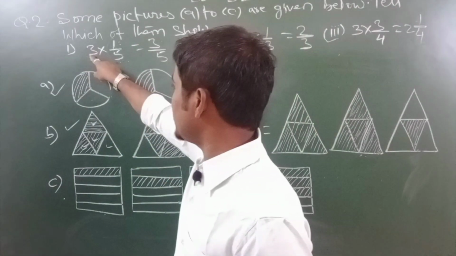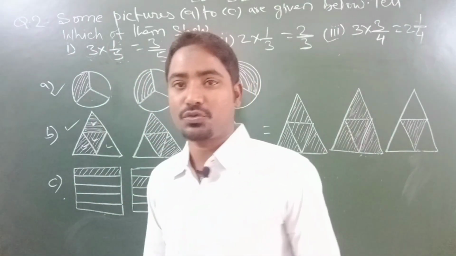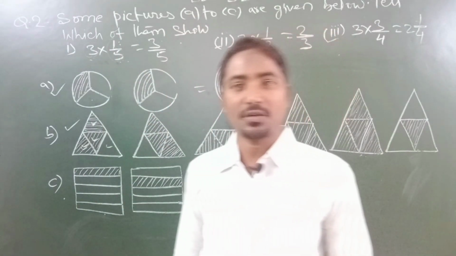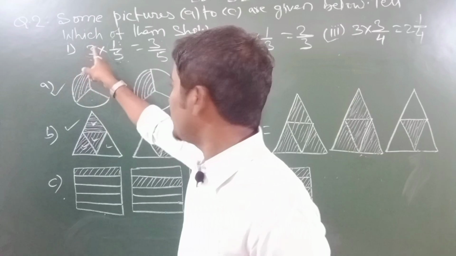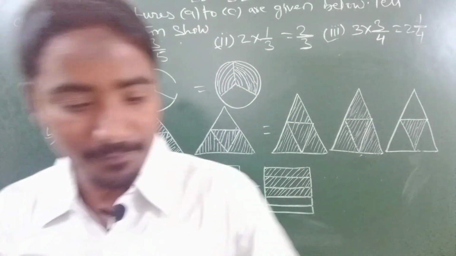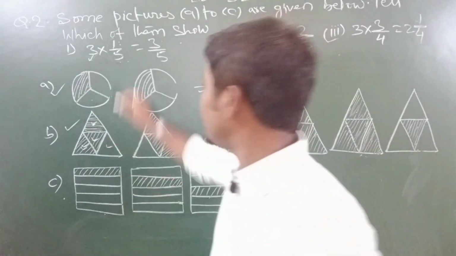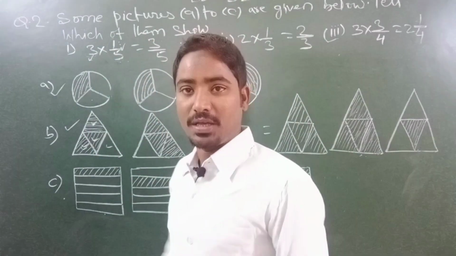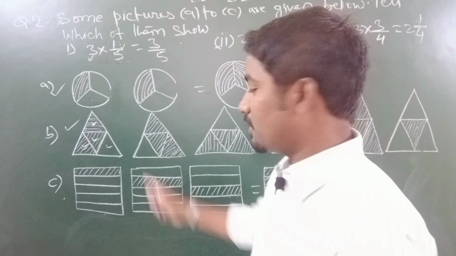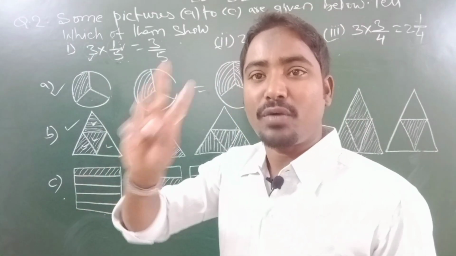See, the very first one is 3 into 1 upon 5. As I told you in my previous video also, students, this 3 will represent the quantity, and this one is the fraction. So first we will see in which figure the quantity is 3.